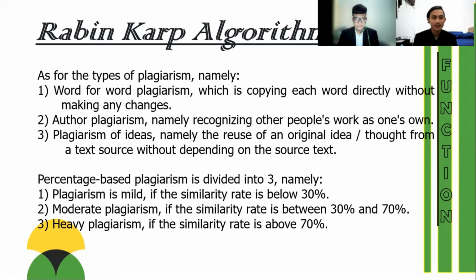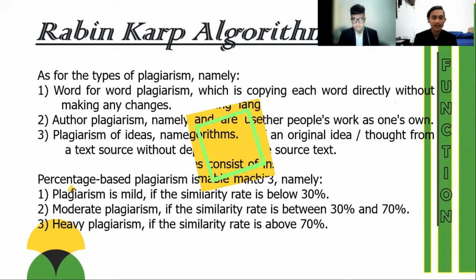Percentage-based plagiarism is divided into three. First, mild plagiarism, where the rate is below 30%. Second, moderate plagiarism, where the rate is between 30% and 70%. Third, heavy plagiarism, where the rate is above 70%.